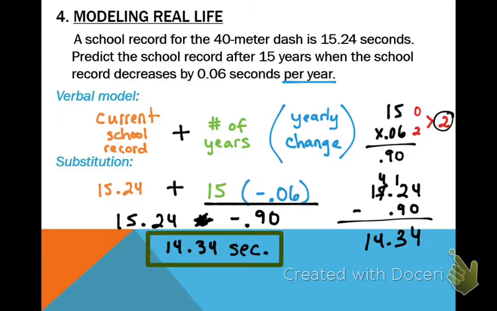So when Sequest's kid comes along and he does this new excellent record, we are predicting he'll be down to 14.34 seconds. Once again, please go back, rewatch this kind of a problem. It's going to be on your quiz and your test next week, okay? You're going to have to start with whatever the current thing is and then add the number of years and multiply it by the change.